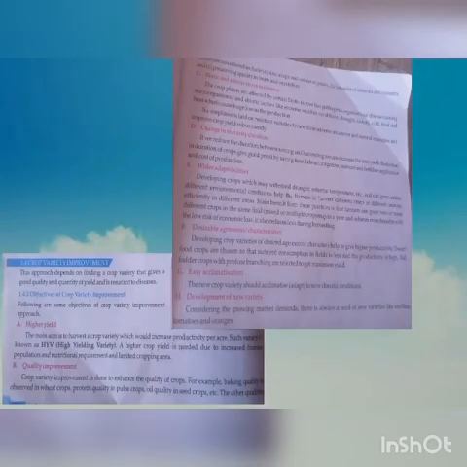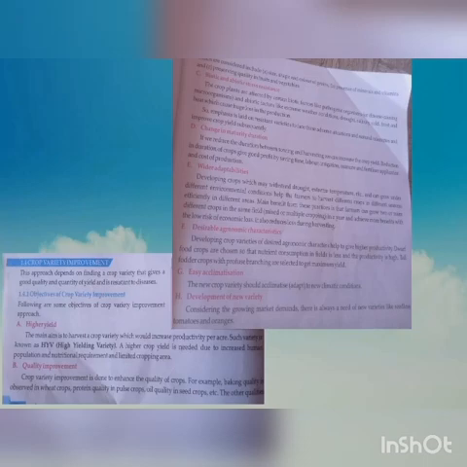Next, crop variety improvement. This approach depends on finding a crop variety that gives a good quality and quantity of yield and its resistance to diseases. The objectives of the crop variety improvement. The following are some objectives of crop variety improvement approaches.